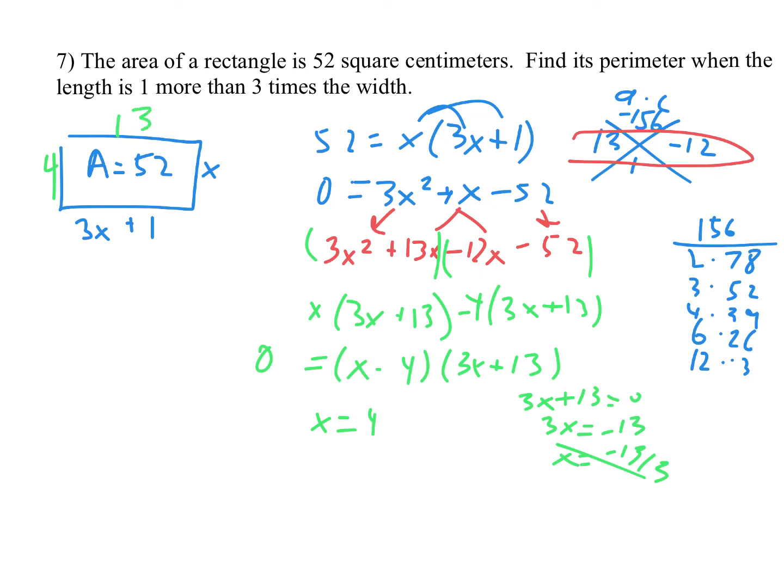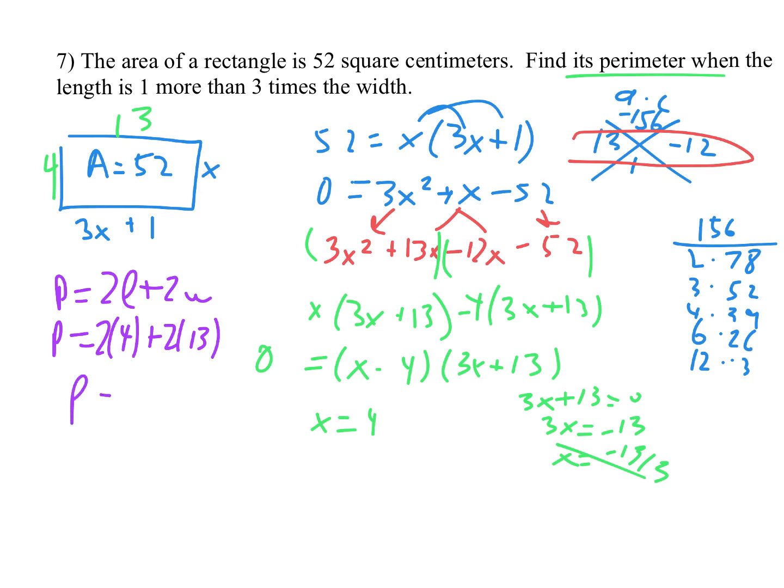Okay, now this one asked me for the perimeter. So my final answer for perimeter, remember we learned, was 2L plus 2W. So 2 times 4 plus 2 times 13. So 8 plus 26 would just be 34.